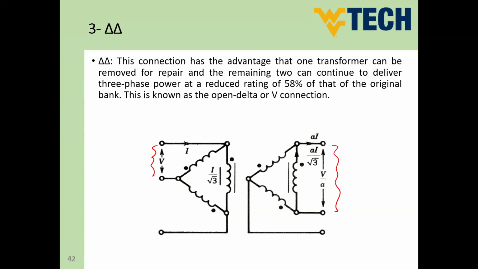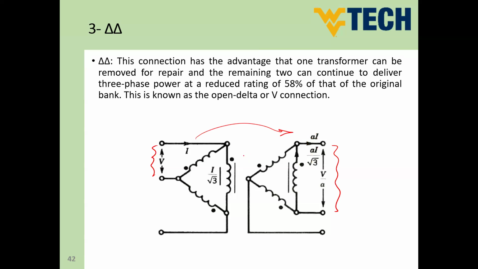Again, here for the current, this is I. So the phase current is I divided by √3. It would be transferred to the other side, the secondary side, by multiplying by the turns ratio. So I divided by √3, and then multiplied by √3 in order to get the line current. So it would be A times I. So it's typically like the ratio of the single phase transformer.